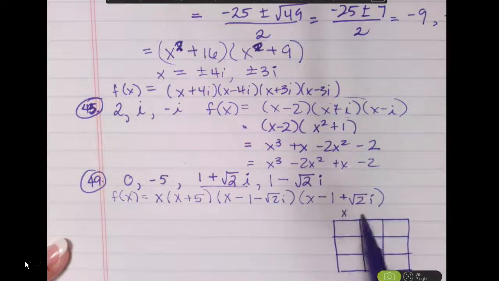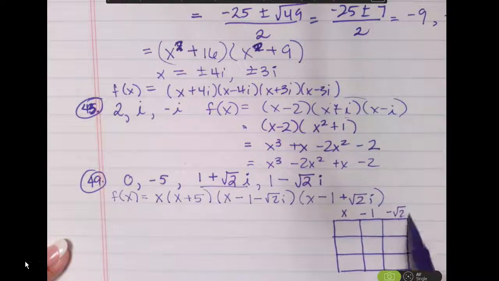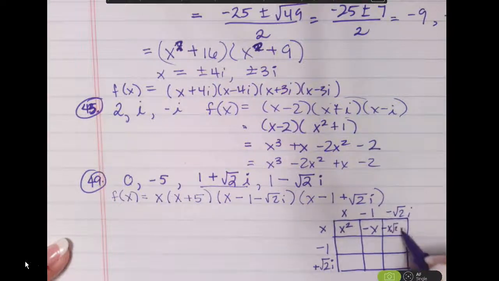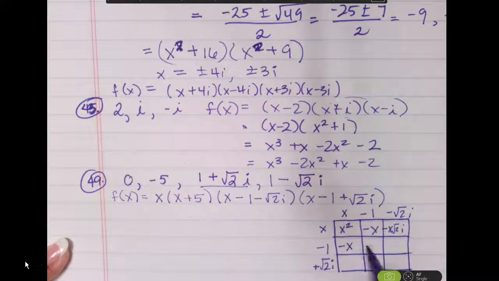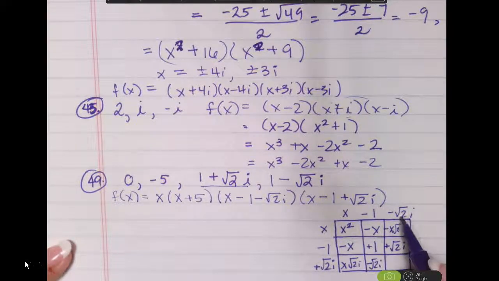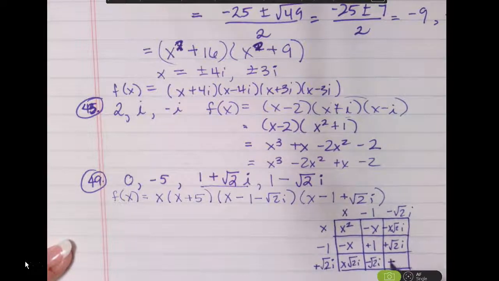So I'm going to go x minus 1 minus square root of 2i, x minus 1 plus square root of 2i. So x squared minus x radical 2i minus x plus 1 plus square root of 2i plus x square root of 2i minus square root of 2i, and then radical 2 times minus radical 2 is negative 2 times i squared is positive 2.